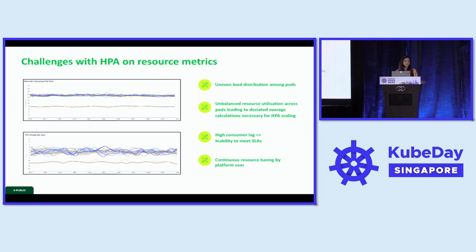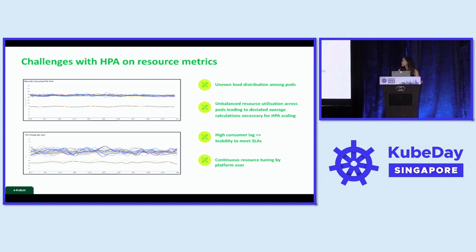Secondly, was the unbalanced resource utilization across pods. So as I mentioned, we were using the average CPU and memory utilization metrics in order to perform these scaling operations. But that meant that there could be scenarios where, let's say, one or two pods were overutilizing the resources. And this overutilization of the resources is not something that HPA can detect.